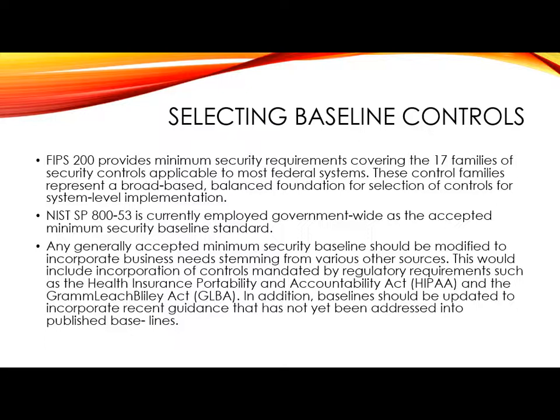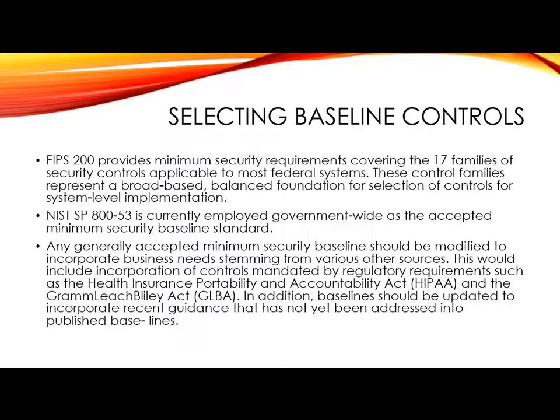Selecting baseline controls. There are 17 different families, and there are over 200 different types of controls. 800-53 is the one that is generally accepted. Now, as a generally accepted minimum security baseline, it should be modified to incorporate your business needs. In other words, since this is a military system, there are going to be tighter controls than there are for the NIST standards. Okay, they have their own process and risk management framework, which we're talking about now, but they're applying a different set of controls called DICAP. But we'll get to that.